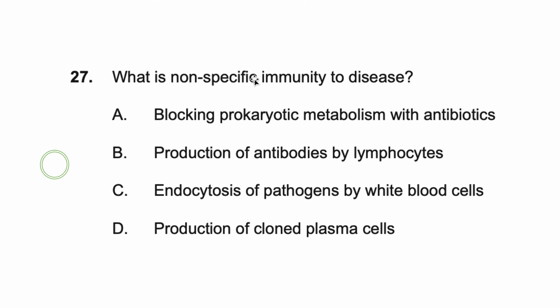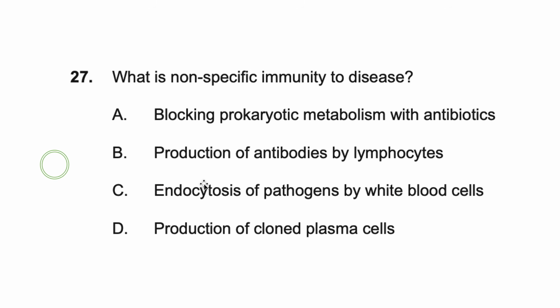What is non-specific immunity to disease? So non-specific immunity is the innate immunity, right? That's the other name. So is it blocking prokaryotic metabolism of antibiotics? Nope, that's not what we talked about today. Production of antibodies by lymphocytes. No, that is adaptive immunity. That is specific immunity. Antibodies is specific immunity. That's what the B cell does. So it's not B.